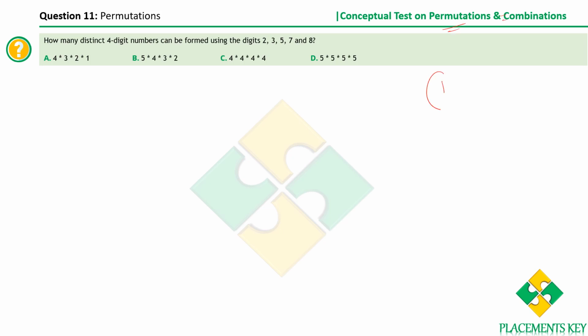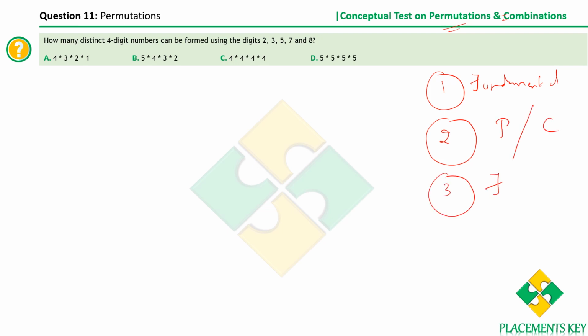In the first part, we learnt about the fundamental principle of counting, and in the second part, we learnt about the difference between permutations and combinations. In the third part, we learnt about formulae. In this fourth part, we will be discussing a few applications of permutations.